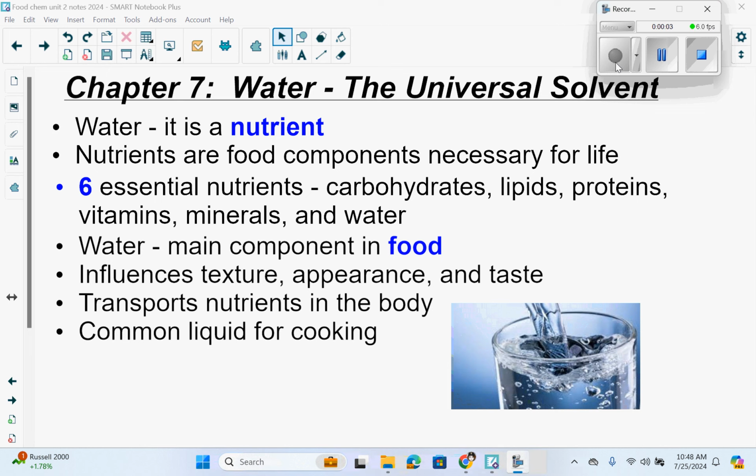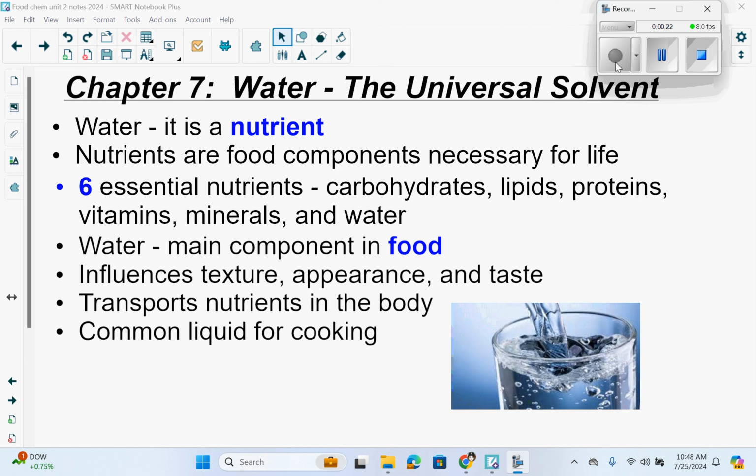This is Food Chemistry Unit 2, Chapter 7, Water, the Universal Solvent. Water. It is a nutrient. Nutrients are food components necessary for life. There are 6 essential nutrients: carbohydrates, lipids, proteins, vitamins, minerals, and water.